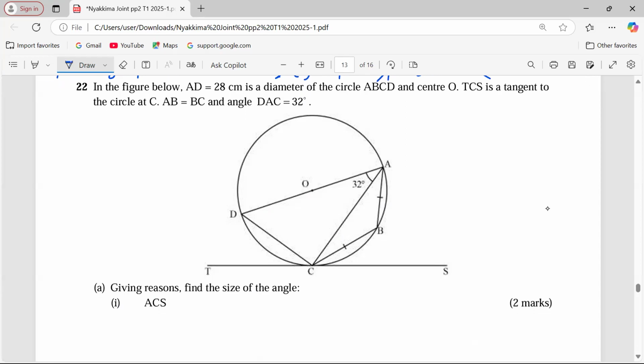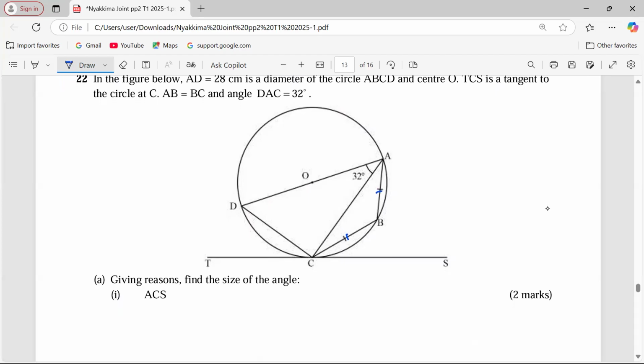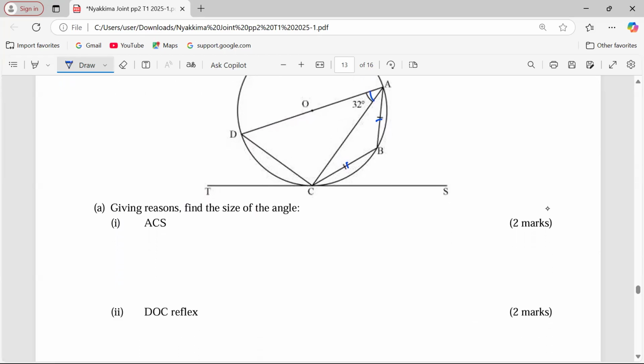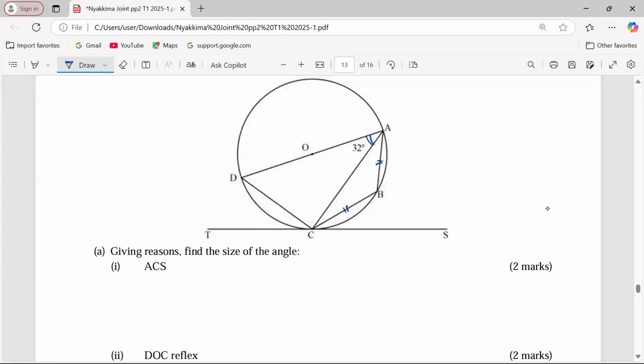Then AB is the same as BC. So AB and BC are equal lines. Then the angle at A is 32, as you can see. Giving reasons, find the size of the following angles. ACS, this particular angle. So let's look at how to find such an angle.